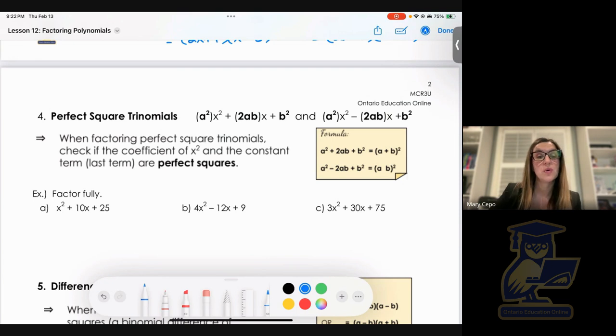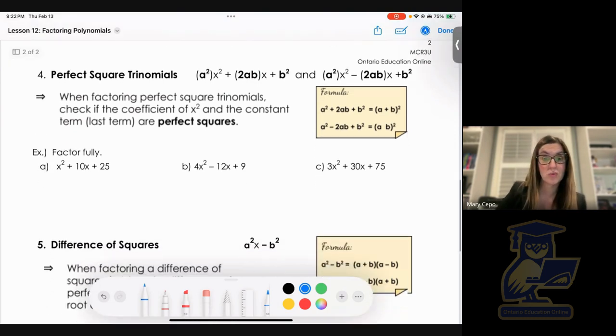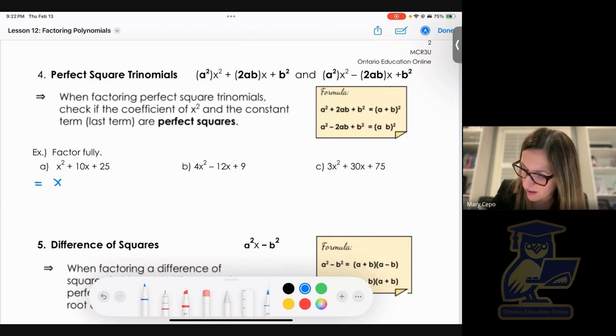Okay, so in our example here, we have a squared x squared plus 2abx plus b squared. We're looking for that pattern. If we can identify that the first term in our trinomial is a perfect square. So is x squared a perfect square? Is there a term or a variable multiplied by itself twice to give me x squared? Absolutely. That would be x to the power of 2. Is the last term a perfect square? So let's look at 25. Is that a perfect square?